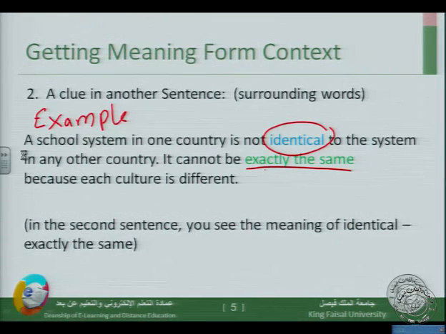How did I know the meaning of unfamiliar words without having a punctuation then? I need to look at the surrounding words. So I looked first at the surrounding words and then I found exactly the same, just like identical. Okay? So here, identical was preceded, سبقت, by verb to be. And the same here was preceded by verb to be. Okay, so this is the second way to know the meaning of an unfamiliar word.